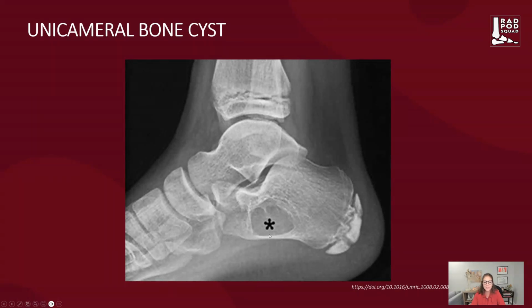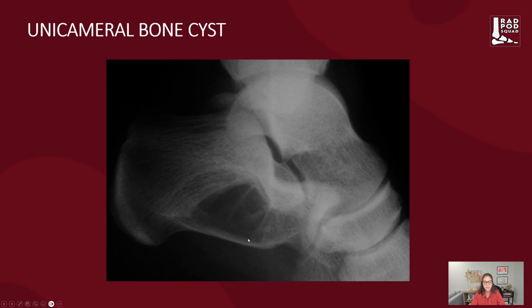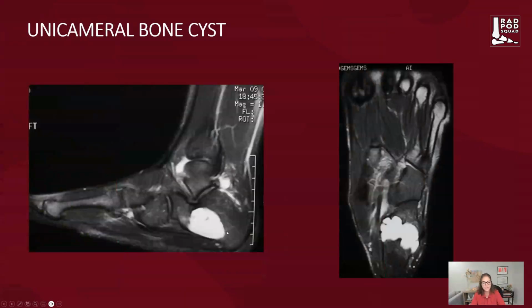What we can see here is that there's a lucent lesion on this lateral ankle x-ray within the calcaneal body. Here's another example of a similar lesion in the calcaneal body with areas of well-defined sclerosis surrounding, no pathologic fracture. Taking a look at this lesion on the MRI, this is an elevated T2 signal bright lesion, denoting that there is a fluid intensity within the lesion and not comprised of fat, unicameral bone cyst.